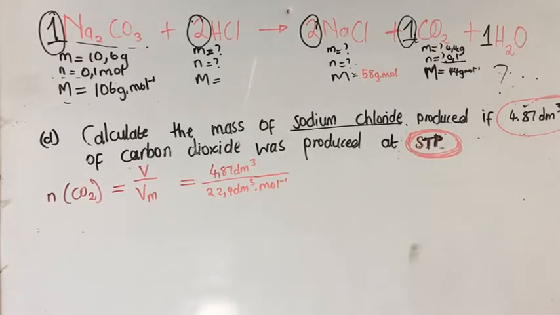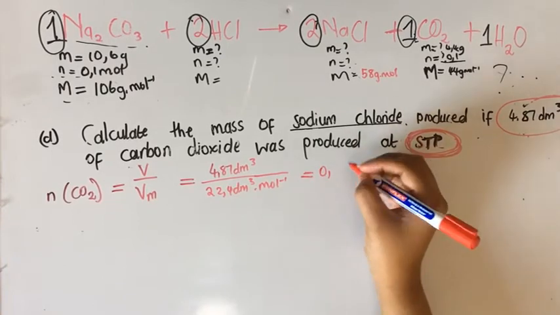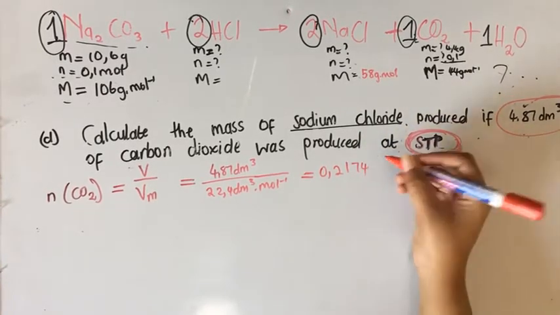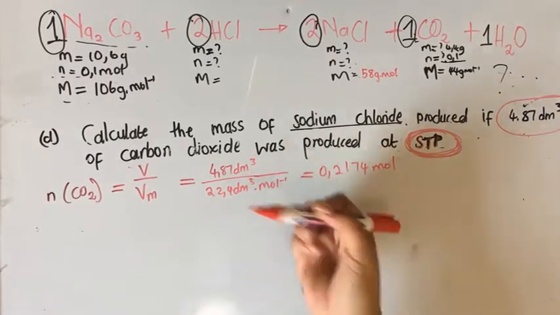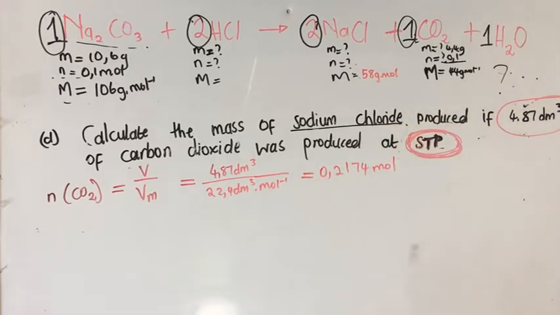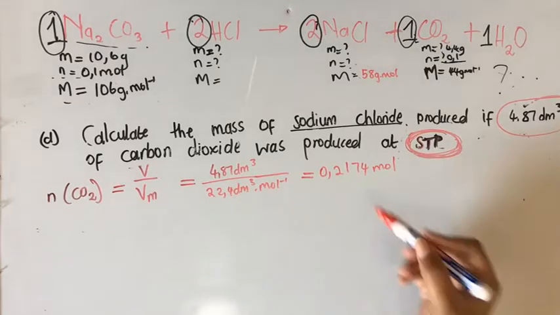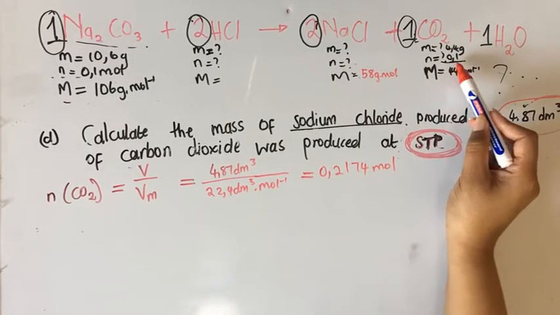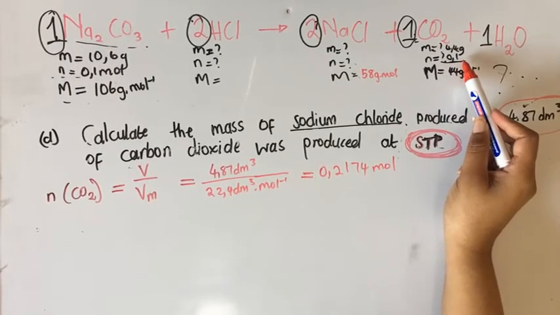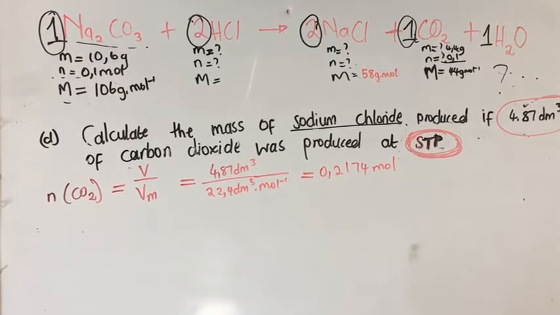Okay, so now on the calculator: 4.87 divided by 22.4. Okay, we get 0.2174 mole. Because decimeter cubed cancels, we are left with moles. That means we have the number of moles for carbon dioxide at STP. So you see these numbers of moles at STP for carbon dioxide are not the same as the ones we calculated at the beginning, because those were not under standard temperature and pressure. Okay, so then we can do what we did at the beginning but using these numbers of moles.